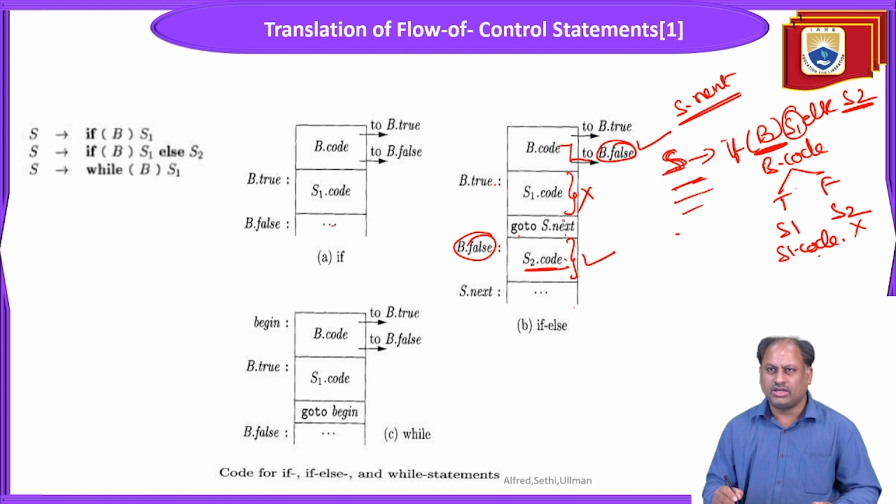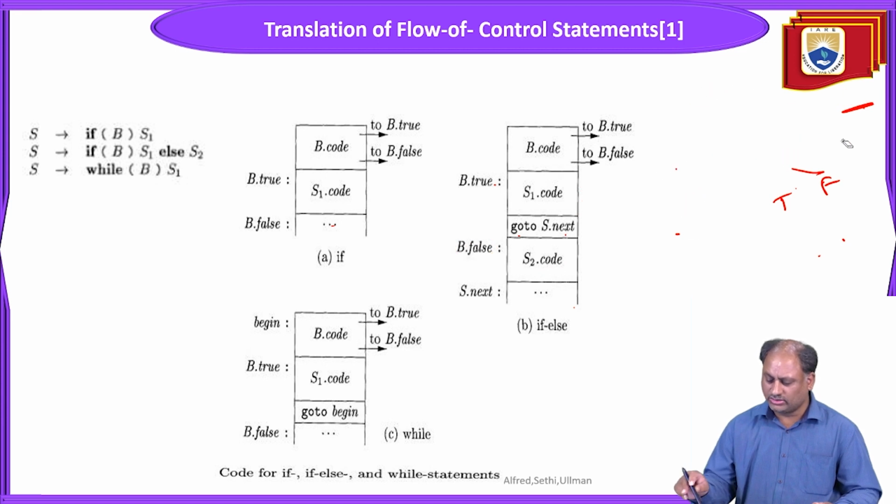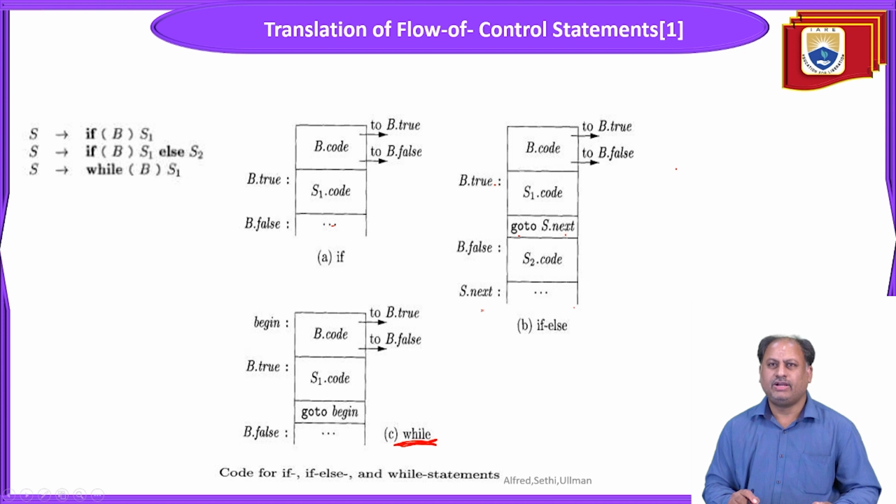So here the corresponding statements are not executed. Only S2 dot code will be executed, and the next statements S dot next keep on executing the remaining statements. Like that, the three address code has to be generated for the translation of this flow of control. While structure is also implemented with the help of while.